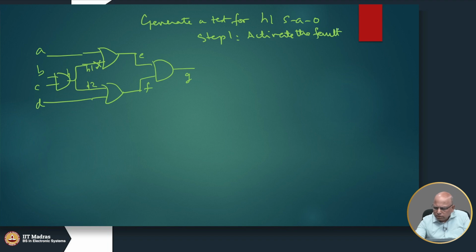So, what does it mean? I must place a value on H1 which is different from the faulty value. The faulty value is 0. So, I must put a 1. So, it should be 1/0. So, 1/0 is interpreted as a good circuit has a 1, the faulty circuit has a 0.